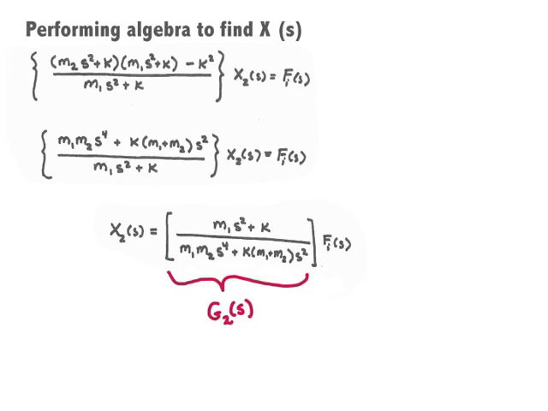The transfer function between input force Fi and output displacement x2 is m1 s squared plus k, divided by m1 m2 s to the fourth plus k times quantity m1 plus m2, s squared. This is the transfer function between Fi and x2 and is labeled G2. Since x2 is the output of the system y, this is the same transfer function between Fi and y.